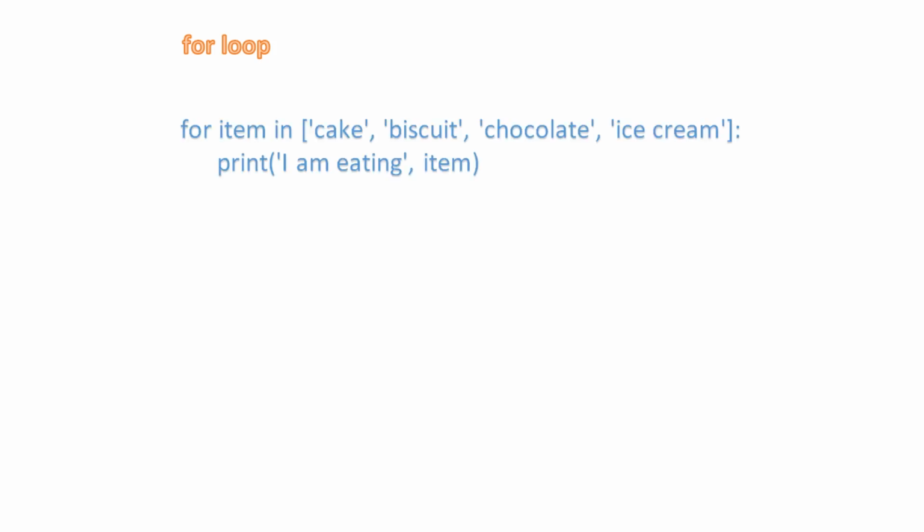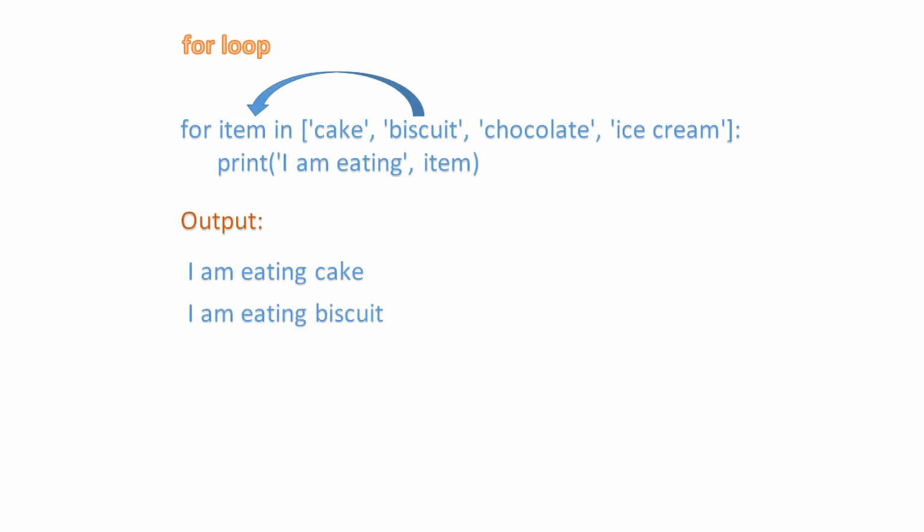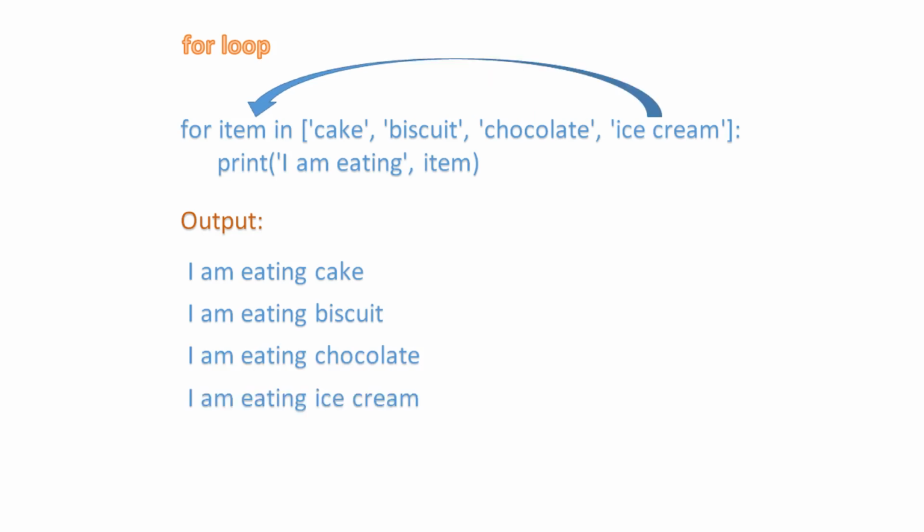Let me explain this with an example. In this example, I have a list of items like cake, biscuit, chocolate, and ice cream. So for each iteration, the variable item will be assigned a value from the list. For first iteration, cake will be assigned to item and it prints I am eating cake. For second iteration, biscuit will be assigned to item, so it prints I am eating biscuit. For third iteration and fourth iteration, it prints I am eating chocolate and I am eating ice cream respectively.